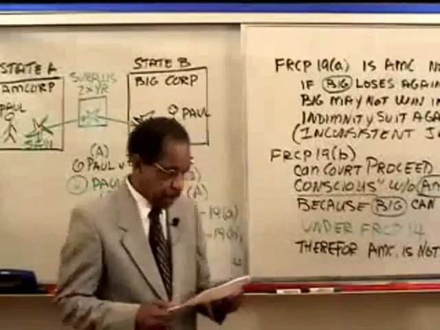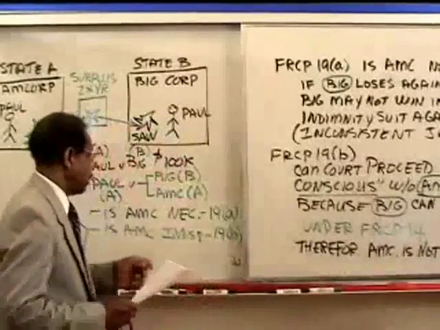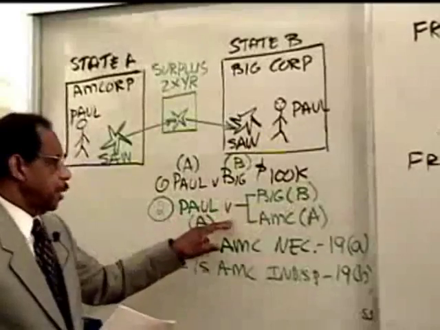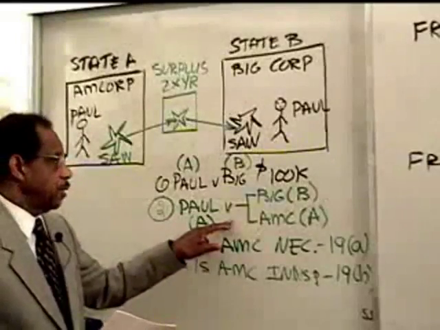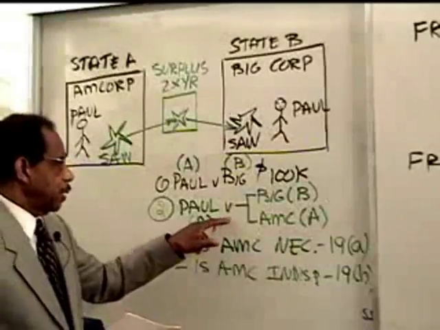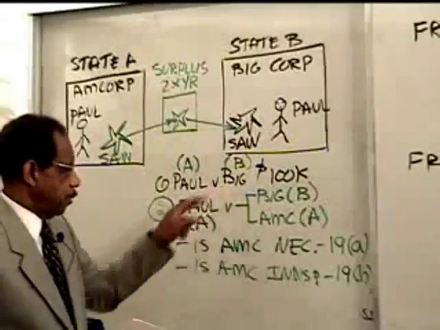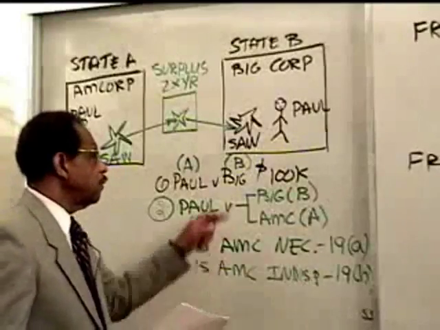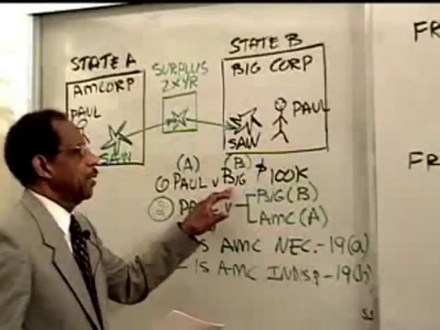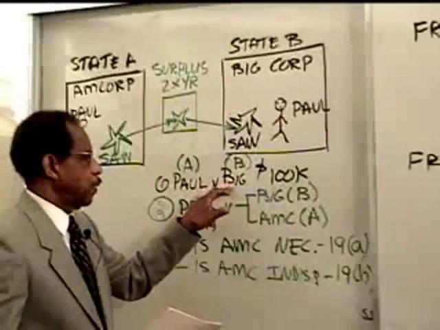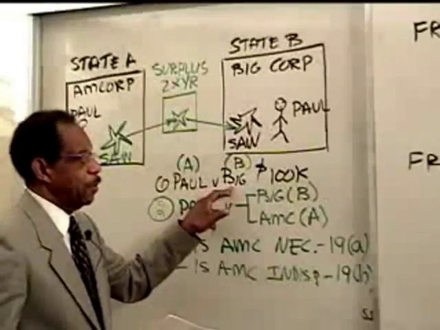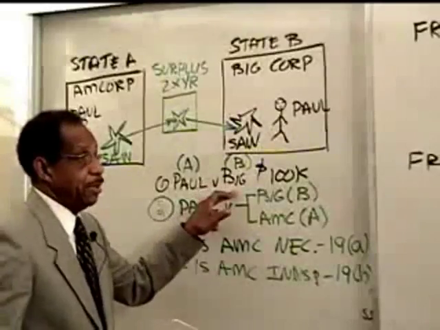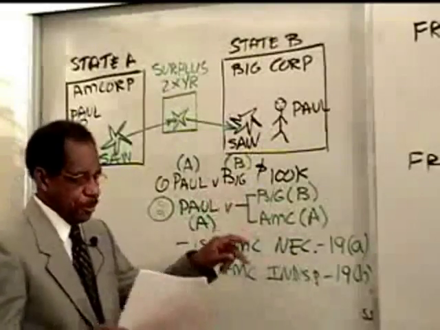Our conclusion at line 19, by the way, was that the court should have dismissed this complaint because clearly there's no diversity here, but they should have left the original complaint in place. Even though Big Corp is complaining about it, because Big Corp is saying you should have joined AmCorp, and Paul cannot join AmCorp, but Big Corp can and plead them, and that's what Big Corp should have done.